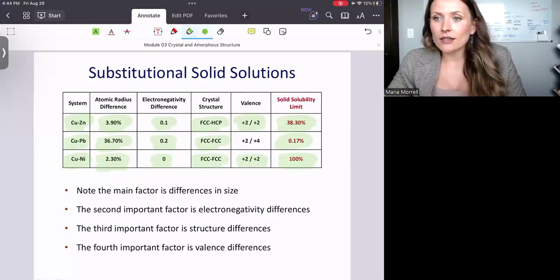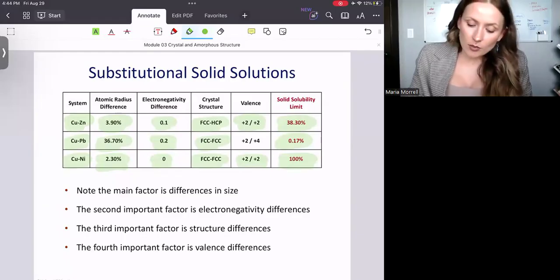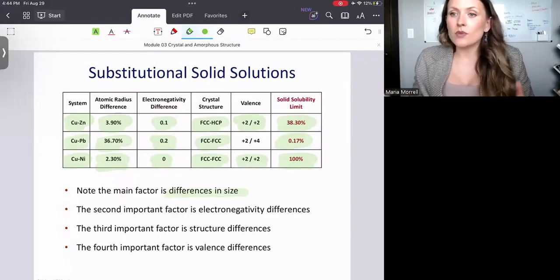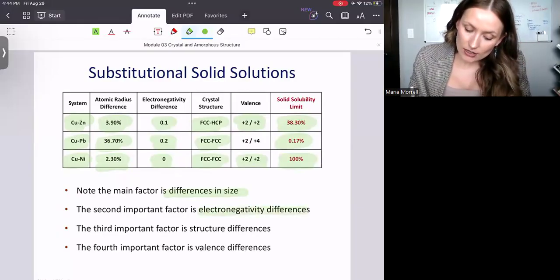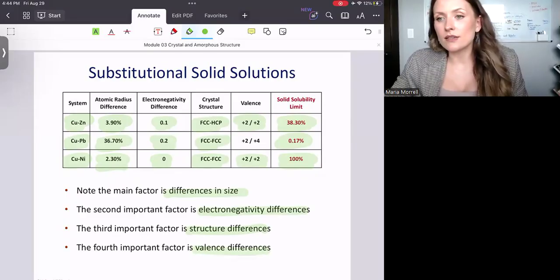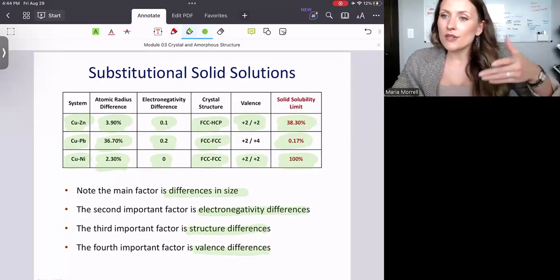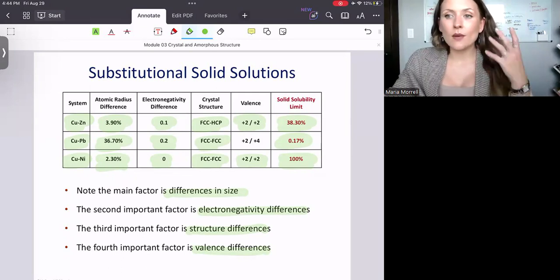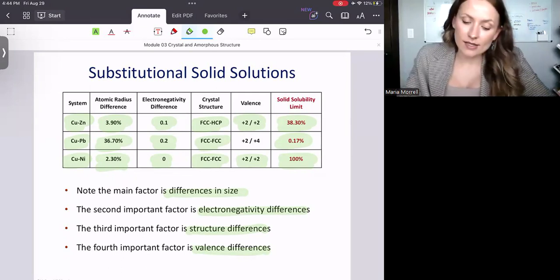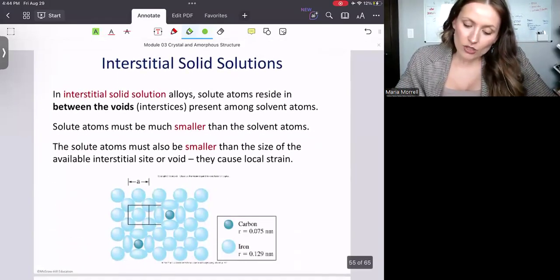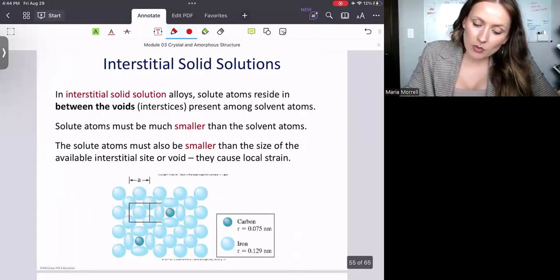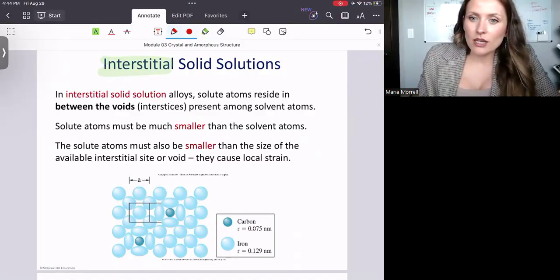While I have these following statements on the slide, they do apply to the majority of alloys, right? So the main factor is going to be the difference in size. And it makes sense. The more similar they are, the easier it is for them to blend. Now, the second important factor is electronegativity difference. The third important factor is structure difference. And then the fourth is valence difference. Not necessarily would I rank them in this order, but usually the size is something that can tell you right away whether you can have a substitutional solid solution or not, right? Now, interstitial.